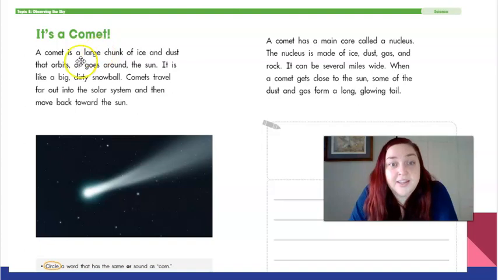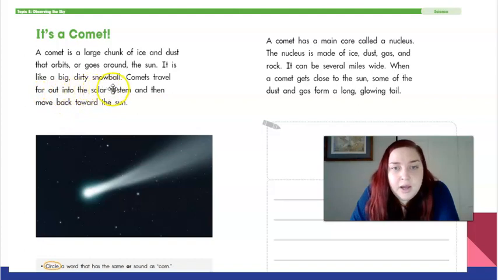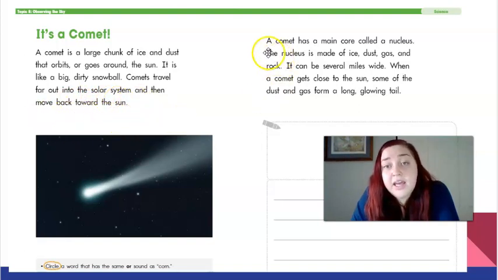It's a comet. A comet is a large chunk of ice and dust that orbits or goes around the sun. It is like a big, dirty snowball. Comets travel far out into the solar system and then move back toward the sun. A comet has a main core called a nucleus. The nucleus is made of ice, dust, gas, and rock. It can be several miles wide. When a comet gets close to the sun, some of the dust and gas form a long, glowing tail.